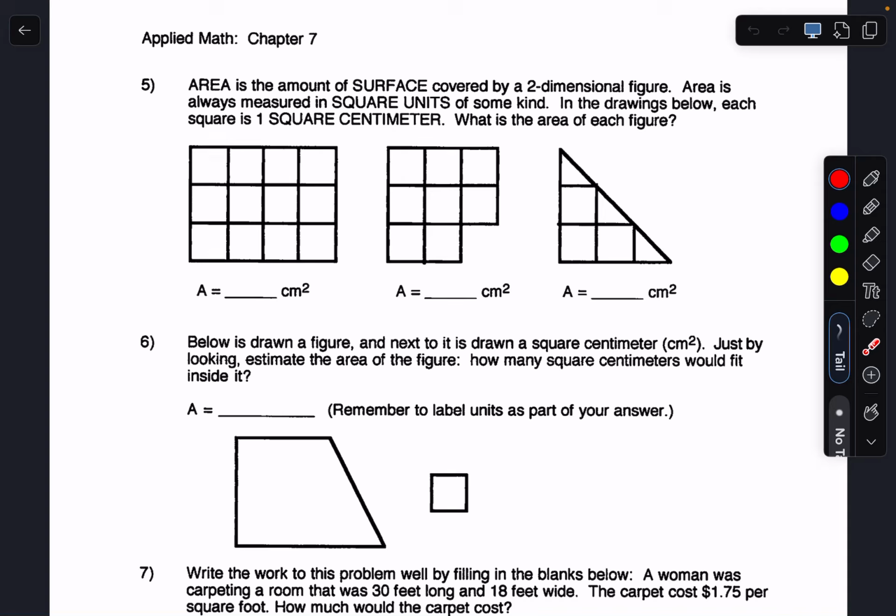And then it says, what is the area of each figure? In the drawings below, each square is 1 square centimeter. Now, it might not be perfect, because again, when you copy something, it doesn't always get perfect. But it's pretty darn close. If you grabbed a ruler, each one of those squares is a centimeter. And that's kind of what I drew on the board.